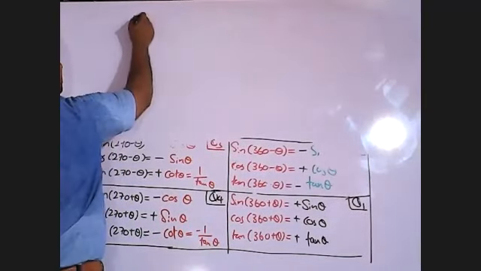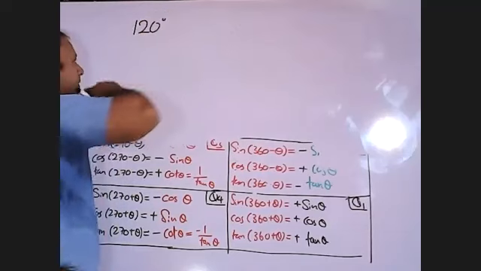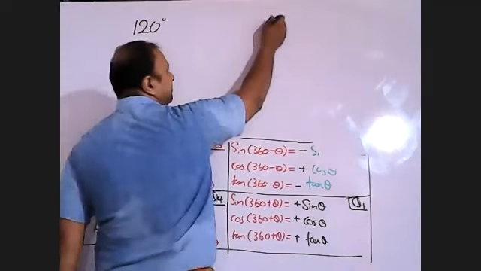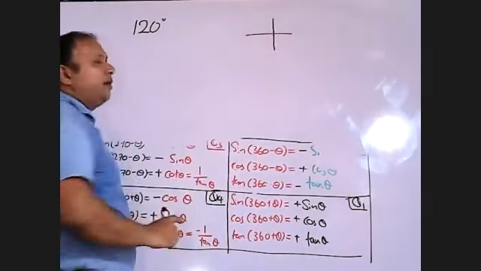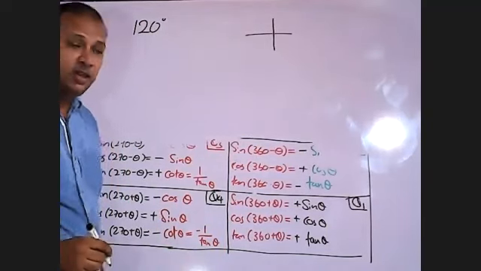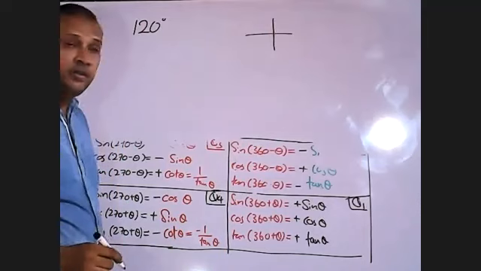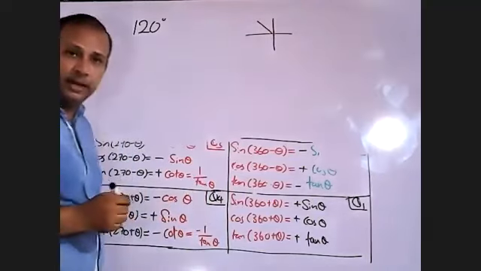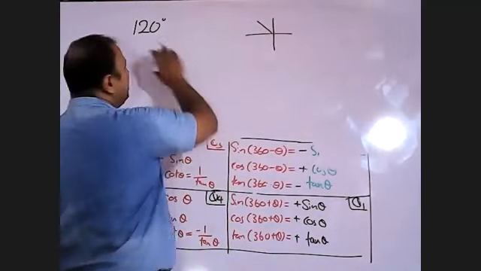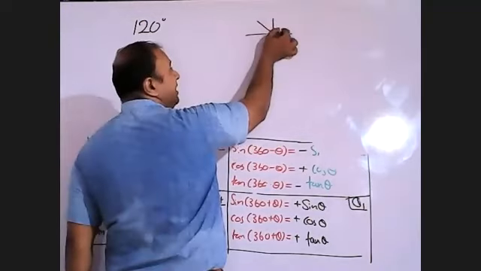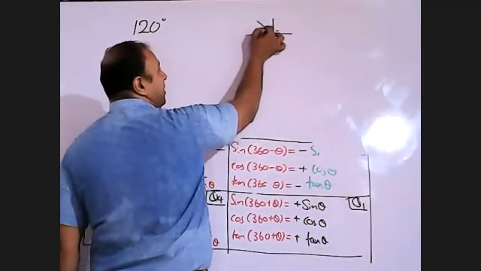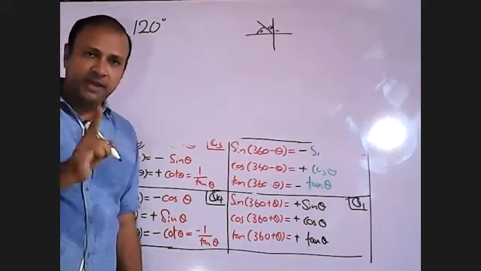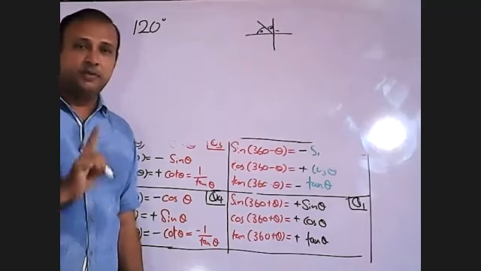Once you have this kind of question, suppose you have to determine the trigonometric ratios of 120. The first thing you have to do is determine the quadrant of this angle. This angle belongs to the second quadrant. Therefore, I can write this angle as 90 plus theta or 180 minus theta. You have to determine where this angle belongs.